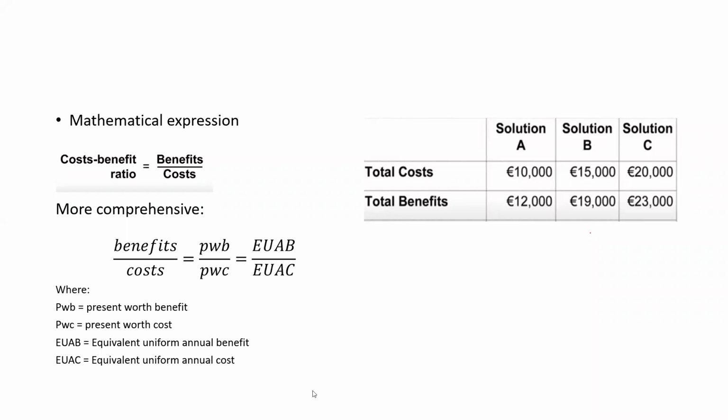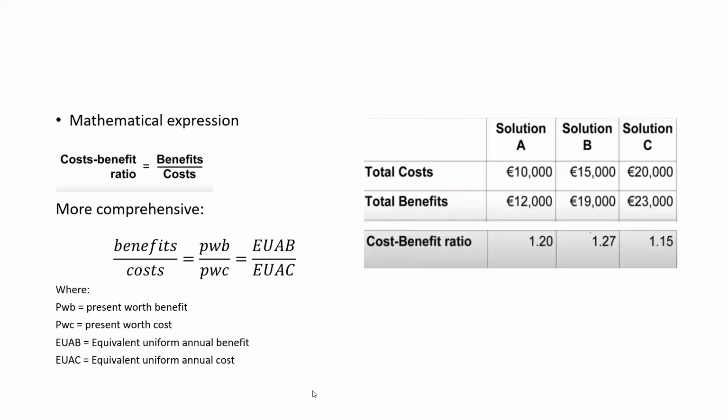The next one is solution C. What is the cost benefit ratio? 1.2. Okay, let's see. For solution A, we have the cost benefit ratio to be 1.2. For solution B, 1.27. And for solution C, 1.15. So as an engineer, you're expected to go for solution B because it has the greatest cost benefit ratio. Are we together?